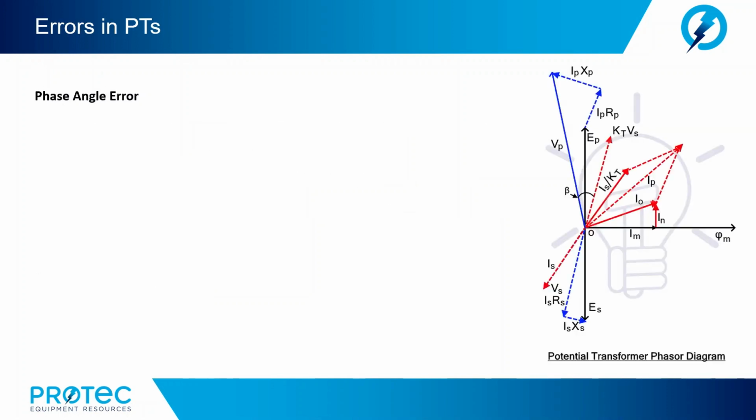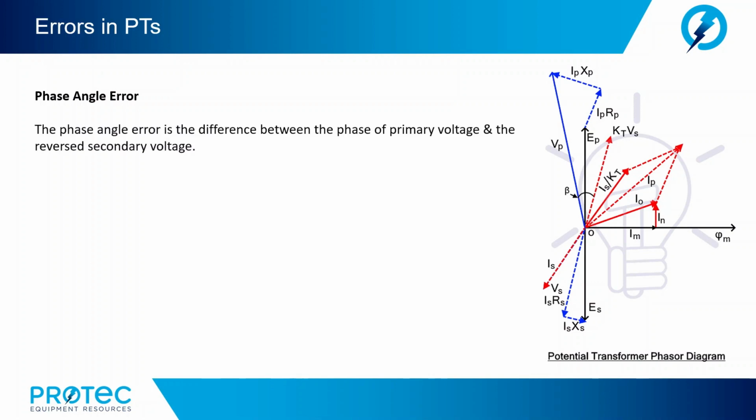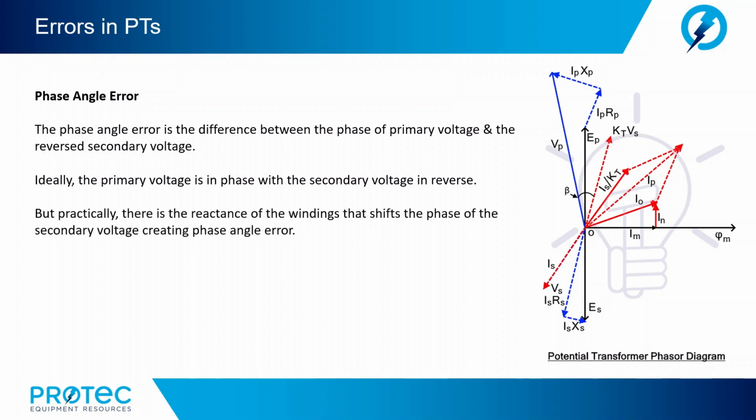Phase angle error. The phase angle error is the difference between the phase of primary voltage and the reversed secondary voltage. Ideally, the primary voltage is in phase with the secondary voltage in reverse. But practically, there is the reactance of the windings that shift the phase of the secondary voltage, creating phase angle error.